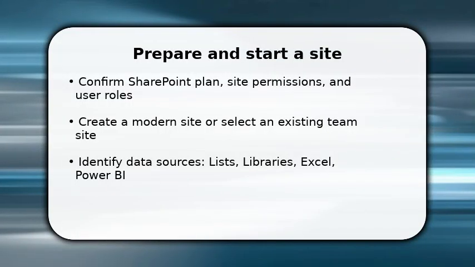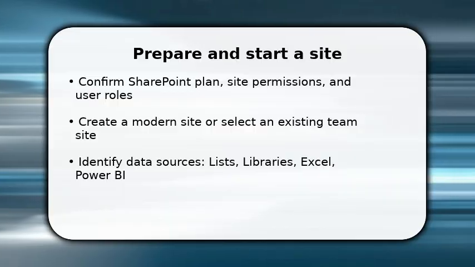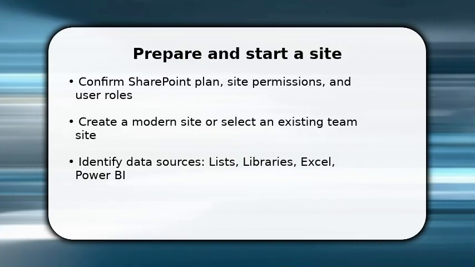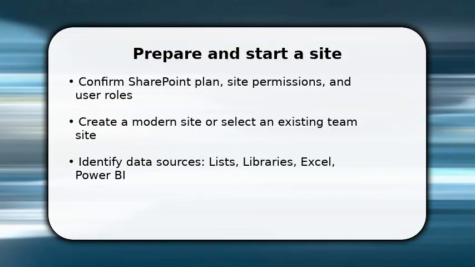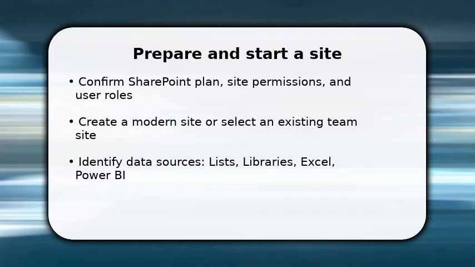You begin by confirming prerequisites, permissions, site type, and where your data lives. Create or pick a modern site so you get web parts and templates. Once done, set up or connect the lists, libraries, Excel files, or Power BI datasets you'll display. Make sure users have at least edit rights for list data and view for embedded reports. This avoids access errors later and lets you start adding web parts immediately.